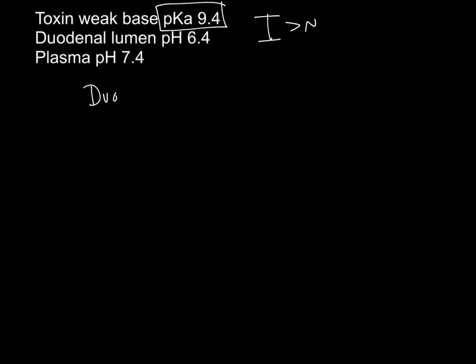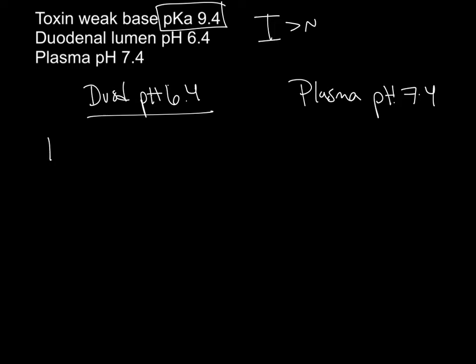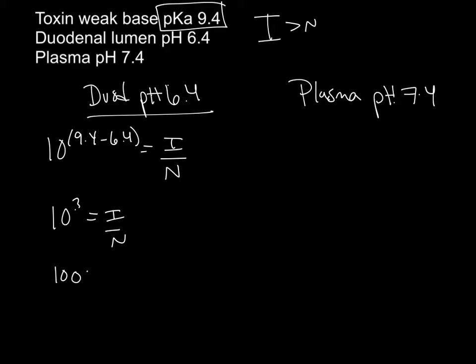So we take our duodenal lumen with a pH of 6.4, and then we have plasma with a pH of 7.4. On this side, we do 10 to the pKa 9.4 minus pH 6.4. This is a weak base, so we drop that base, I over N. We are going to have 9.4 minus 6.4, so 10 to the 3 equals I over N, so 1,000 over 1 equals I over N.